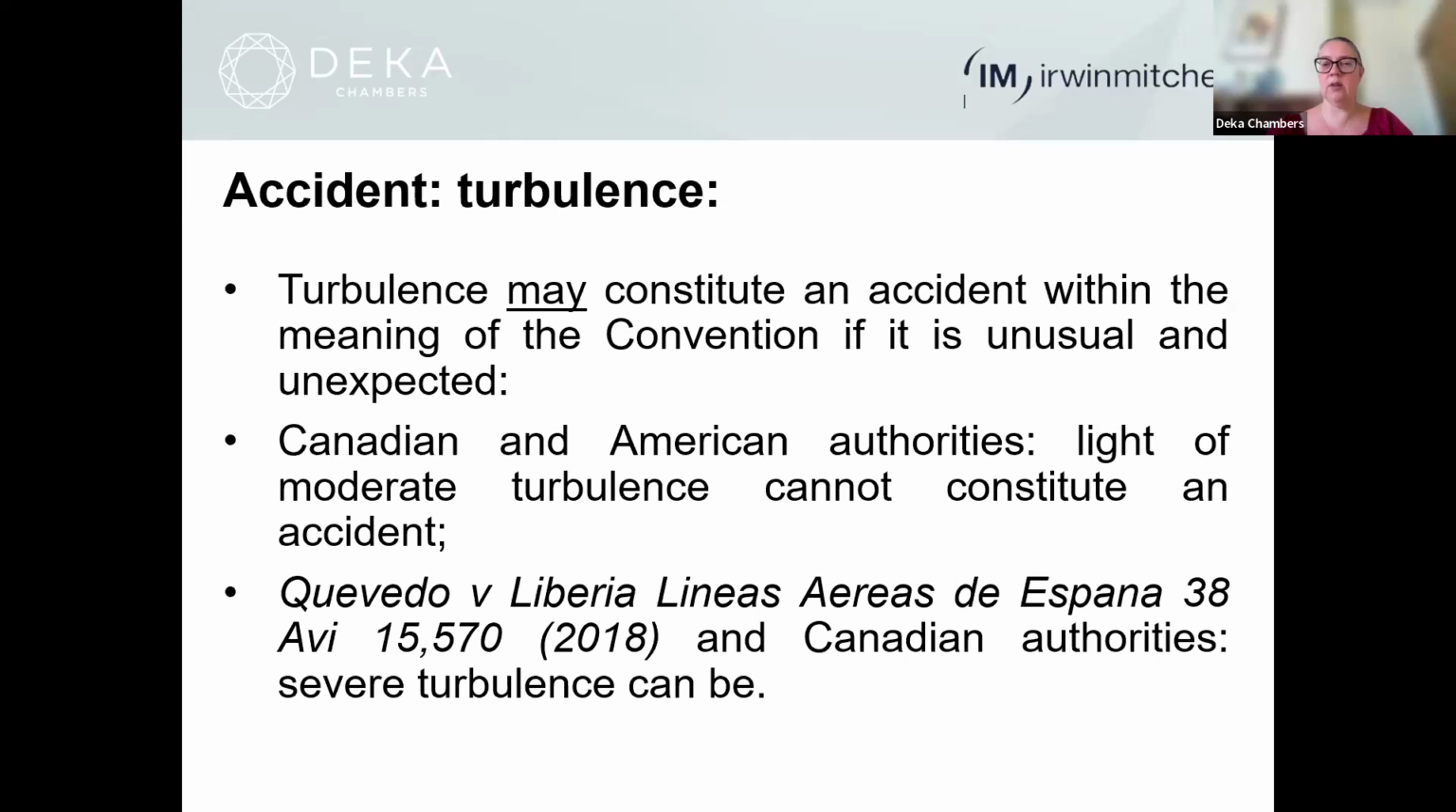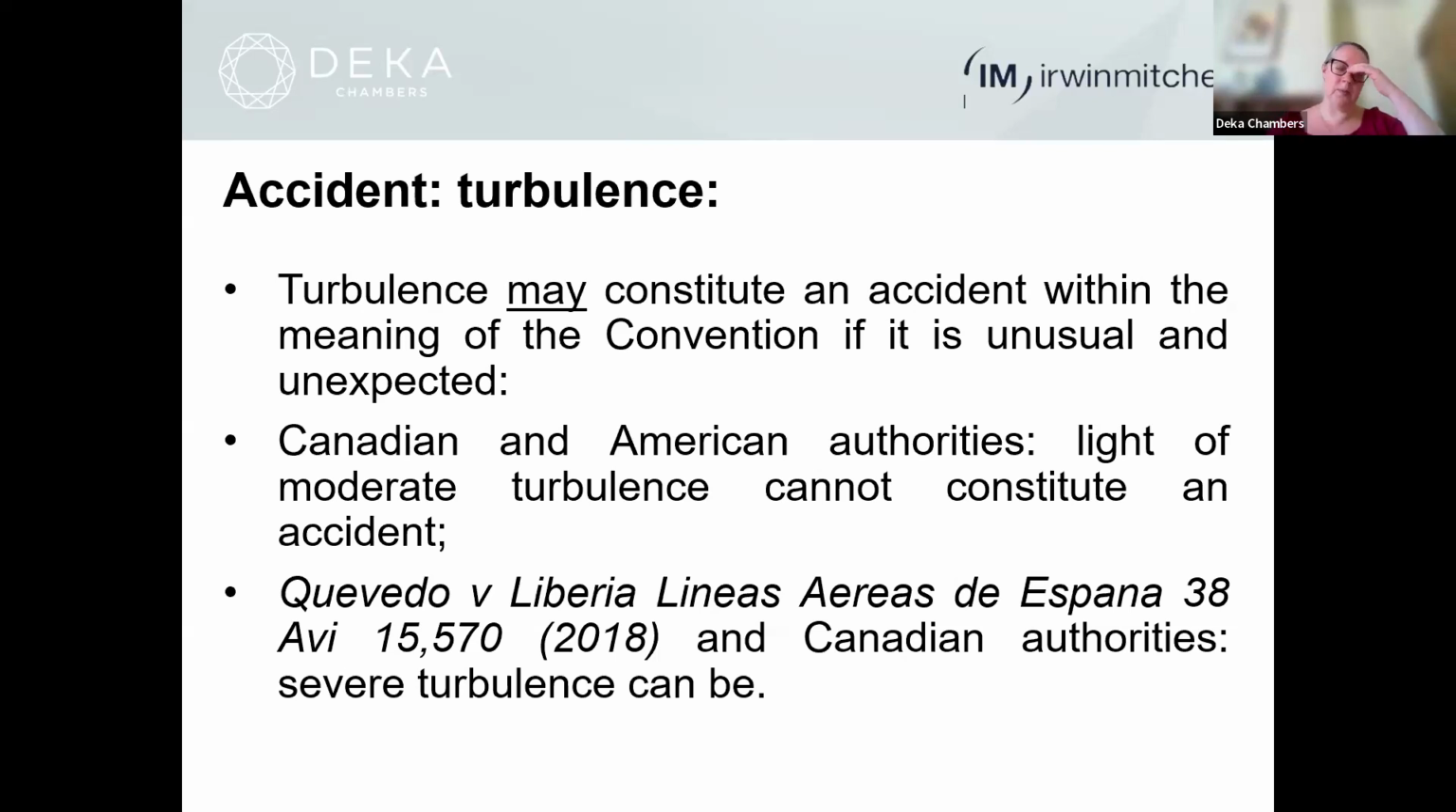There are quite a lot of Canadian and American authorities on this. So light or moderate turbulence can't constitute an accident. But there is this case, Liberia Linnaeus, and some of the Canadian authorities, which say that severe turbulence can be an accident. So the thinking behind this, I think, is that light and moderate turbulence is something that's only to be expected on a flight. It's just one of the usual operations of operating a flight. Severe turbulence, however, is something that comes out of the norm. Almost by definition, it's out of the norm. And there is a chart in that authority which shows you the meaning of light, moderate, and severe turbulence. And once you get to the severe turbulence stage, it's an accident, or it can be an accident.